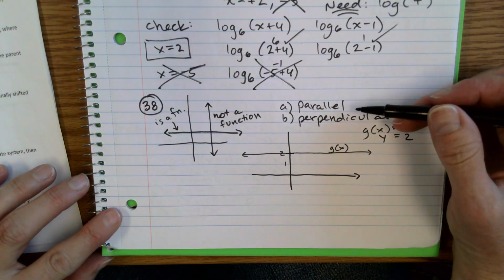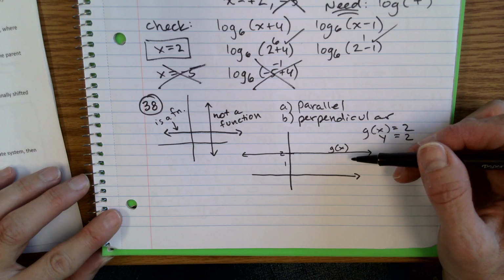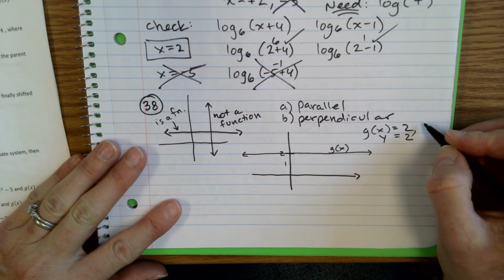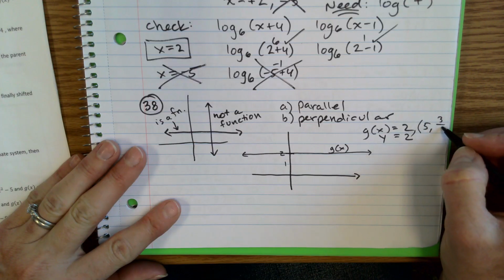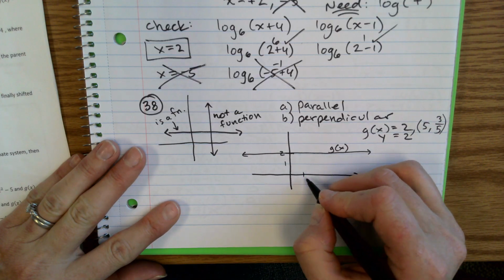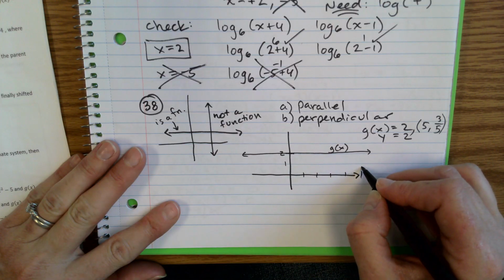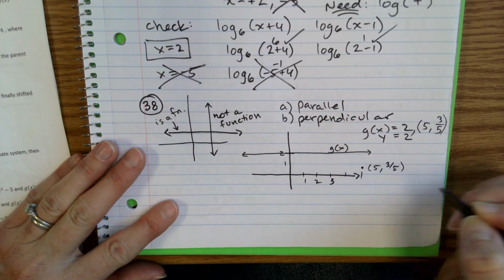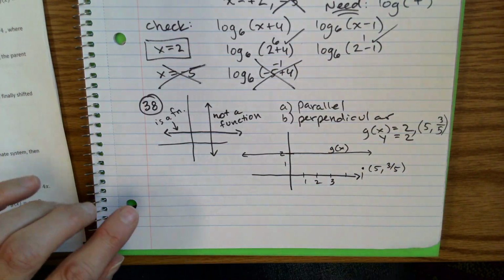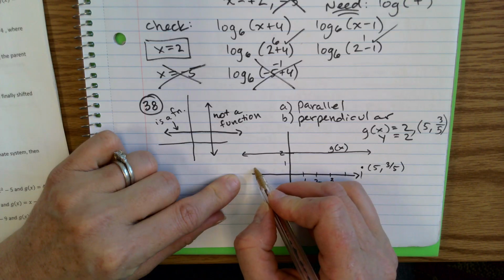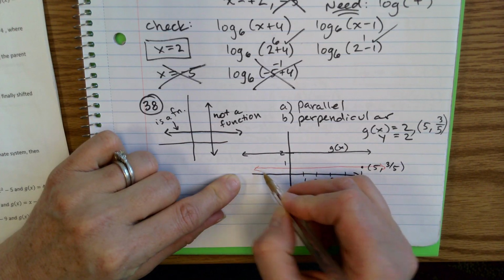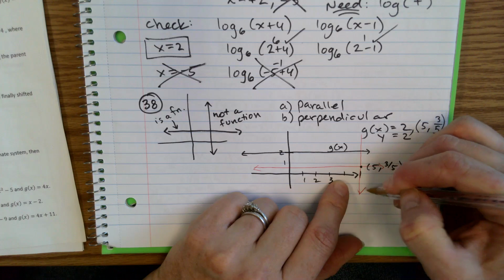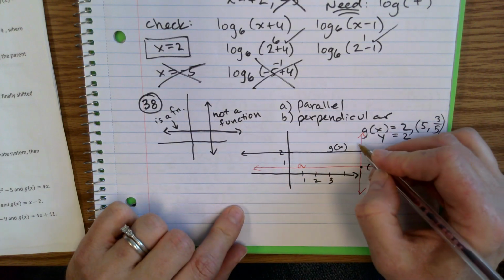Okay, so we want to find a line that's parallel to g for part A and crosses through a specific point. This is given in the problem. So it's parallel to this g of x and it goes through the point 5, 3/5. 5, 3/5 would be 1, 2, 3, 4, 5, and then 3/5 right there. What would be a line parallel to g that crosses through this point? It would be this line right here. That's parallel. And what would be a line perpendicular to g that crosses through this point? It would be this line right here. So this is the answer to A, this is the answer to B.